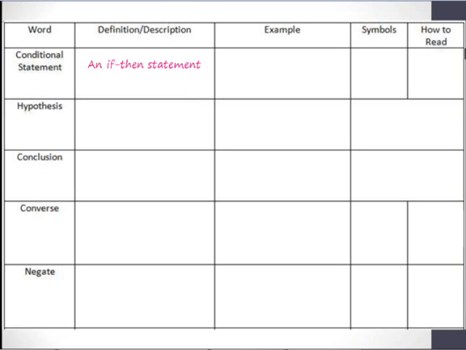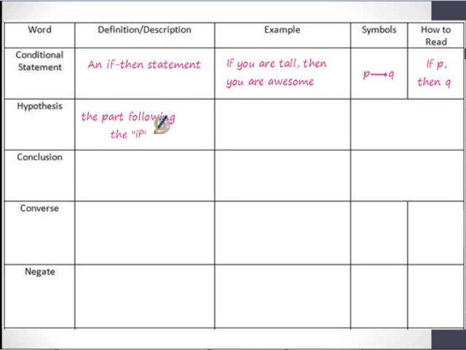It's an if-then statement. An example of an if-then statement, off the top of my head: if you're tall, then you're awesome. In symbols, we would write that with the letter P and then an arrow pointing to Q. And how do we read that? If P, then Q. So we just take out the words and put in the symbols. The hypothesis is the part of the if-then statement following the if.